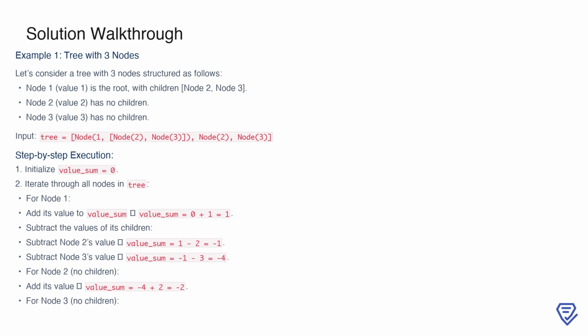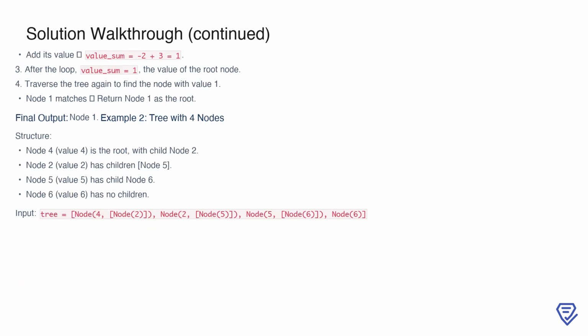Next, we process node 2, which doesn't have any children. Adding its value updates value_sum to -2. Finally, we handle node 3, which also doesn't have children. Adding node 3's value to value_sum gives us a final total of 1. At this point, value_sum represents the value of the root node.